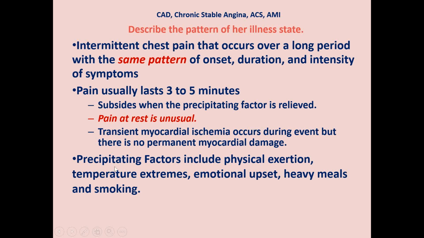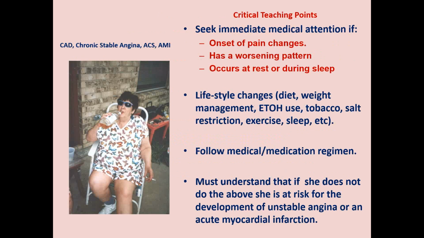And again, the precipitating factors are going to be physical exertion. That's one of them, because again, you're talking about more demand. The myocardium needs more oxygen whenever there's more activity, and that coronary artery during that higher demand time is not able to supply it. Now, temperature extremes, emotional upset, heavy meals, and smoking can also cause increased demand because of what happens during these activities.